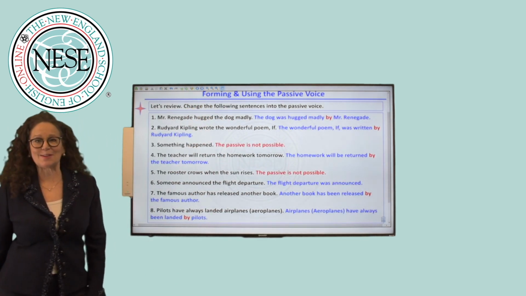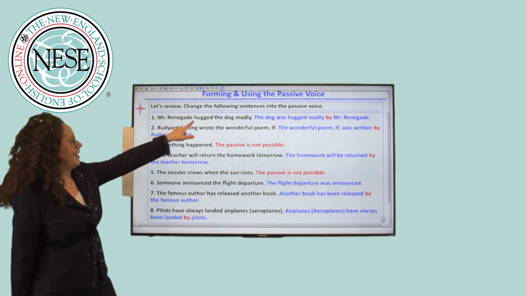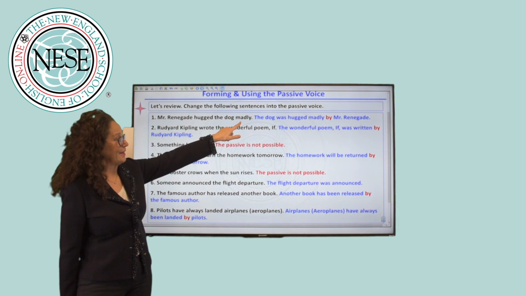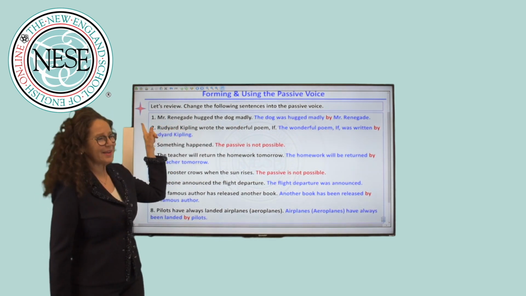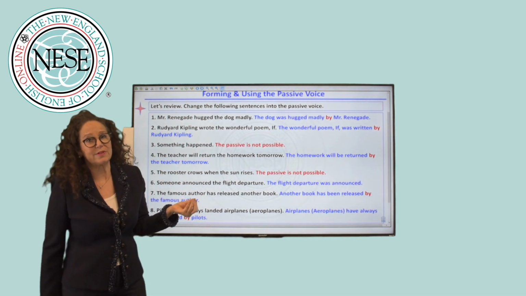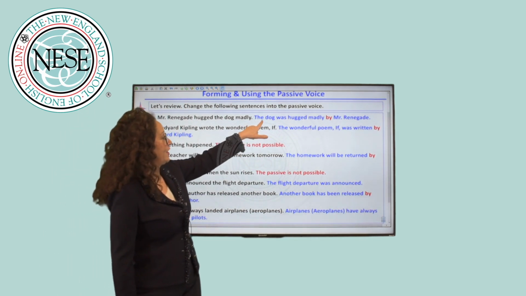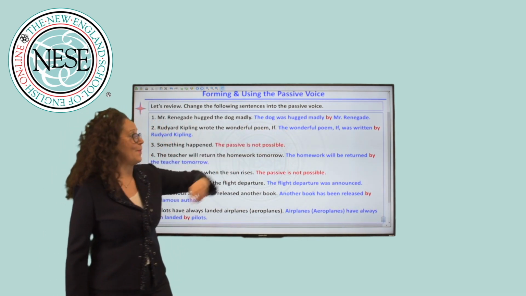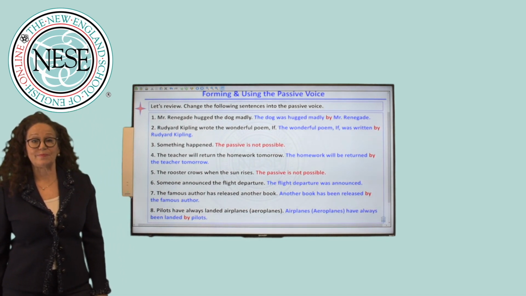Okay, let's look. How did you do? Mr. Renegade hugged the dog madly. This one can be changed. And Mr. Renegade is a proper noun. It's the name of the man. So let's say it's important. It's not no one or someone or they. So the dog was hugged madly by Mr. Renegade.